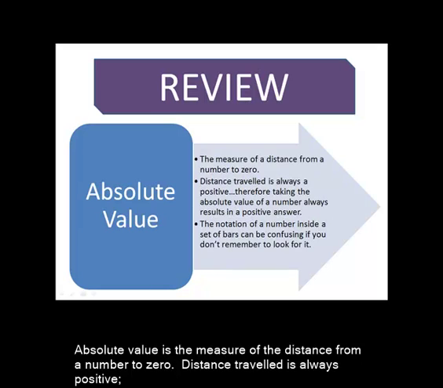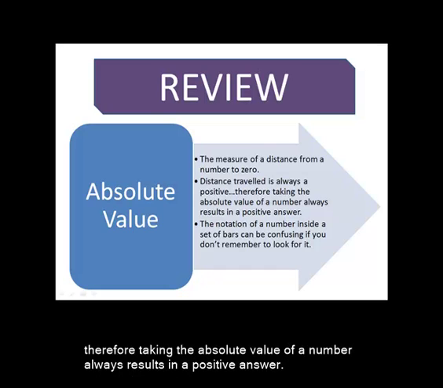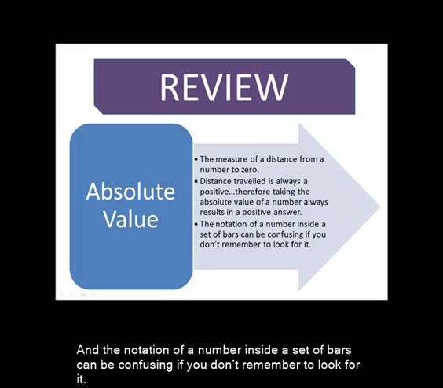Absolute value is the measure of a distance from a number to 0. Distance traveled is always positive, therefore taking the absolute value of a number always results in a positive answer. And the notation of a number inside a set of bars can be confusing if you don't remember to look for it.